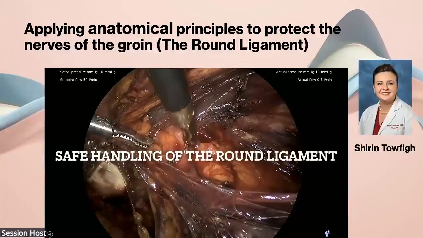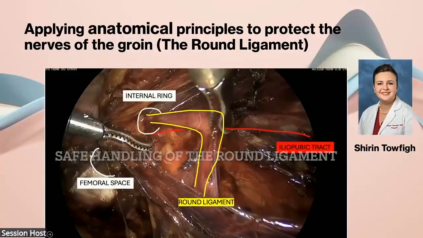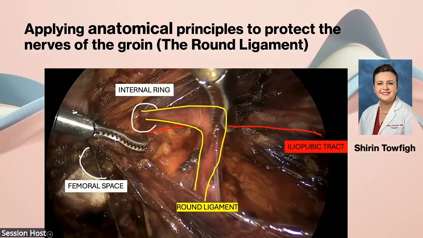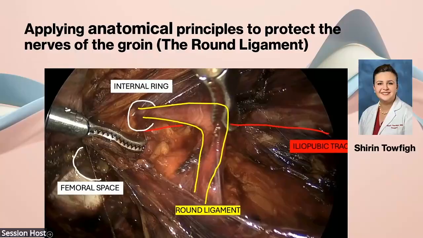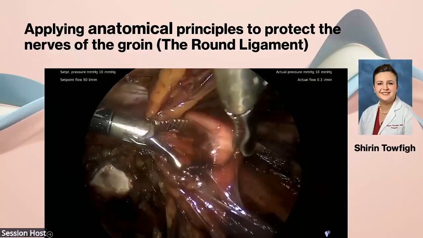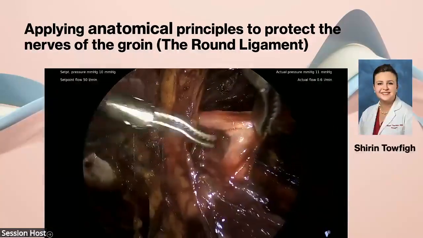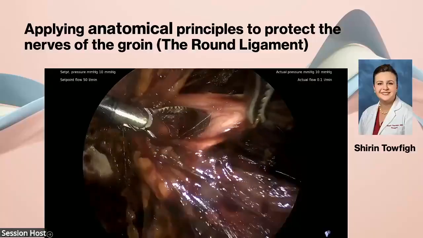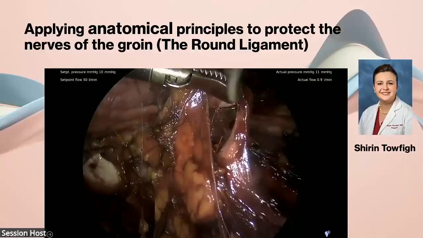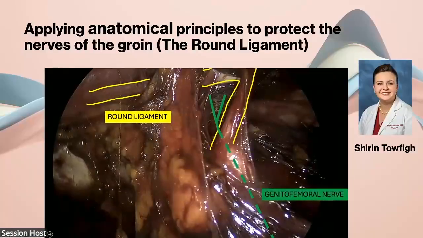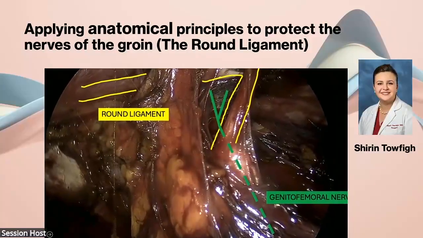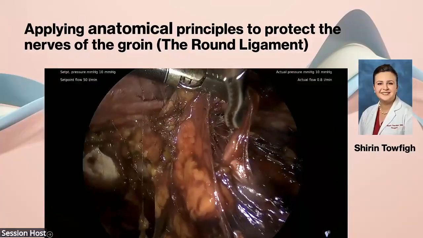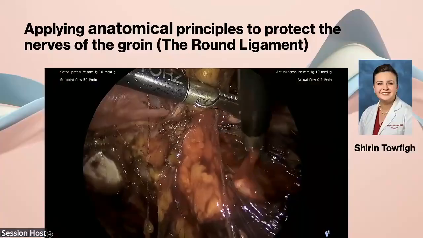Let's review the safe handling of the round ligament. First, it's very important to understand your anatomy, specifically the location of the iliopubic tract in relationship to the round ligament. It is safe to hold the round ligament. Retract the ligament as far away from the retroperitoneal contents as possible, as well as away from the internal ring. Note the location of the genitofemoral nerve. This runs along the psoas muscle deep to the round ligament. Skeletonization and then transection of the round ligament is recommended.